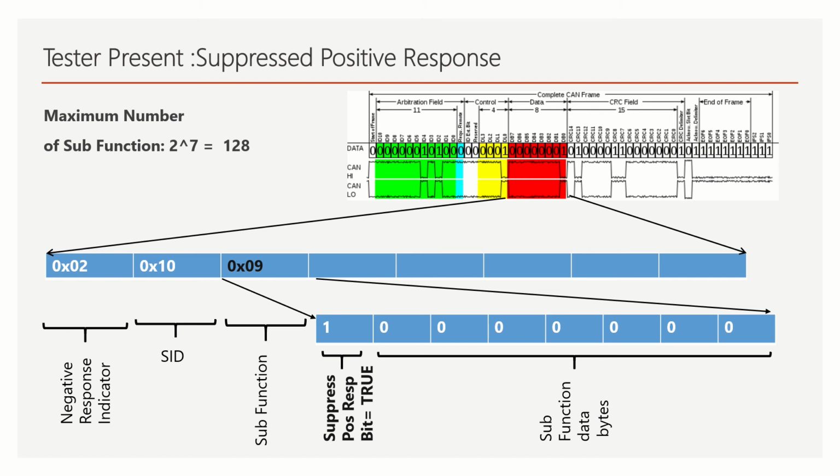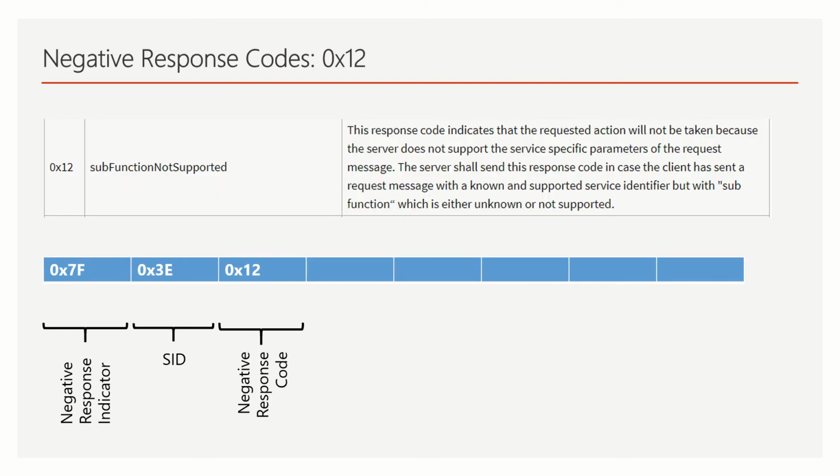So that's why the sub function is not supported, and we will get an NRC which says sub function not supported. We will follow the same format: 7F, then 3E is the service ID, and 12 is the actual error code. So we need to follow the same sequence.